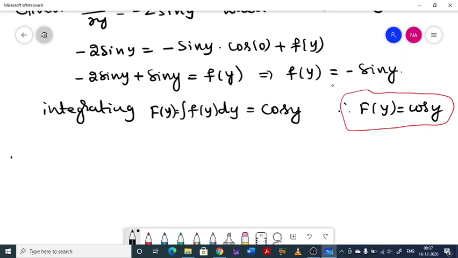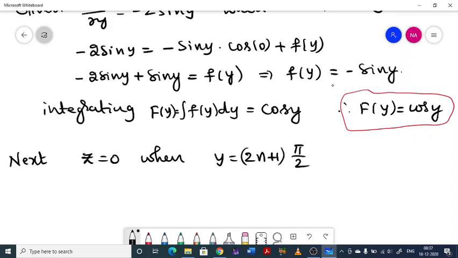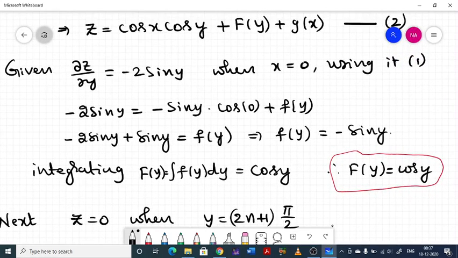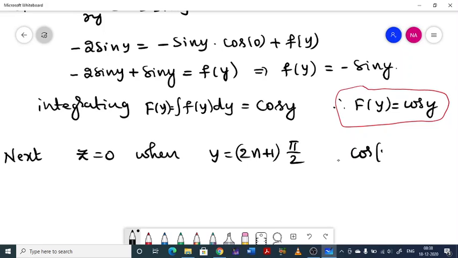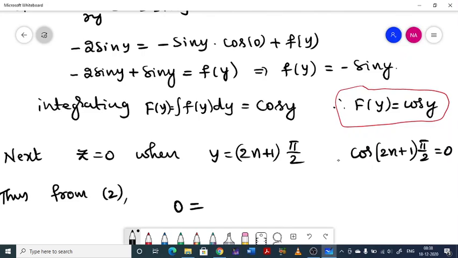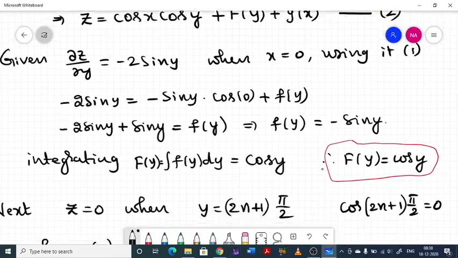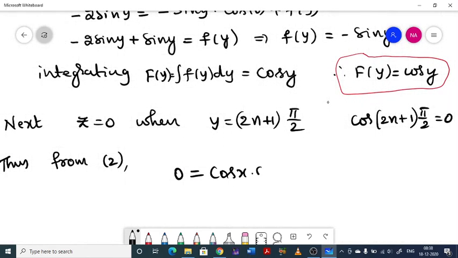Next, the second condition. Given that z equal to 0 when y is odd multiples of pi by 2. See, I have z equal to cos x cos y plus f of y plus g of x. And we know that cos of odd multiples of pi by 2 is always 0. Thus, from equation 2, 0 equal to, because z value is 0, cos x into cos of y into cos of 2n plus 1 pi by 2 plus f of y plus g of x.